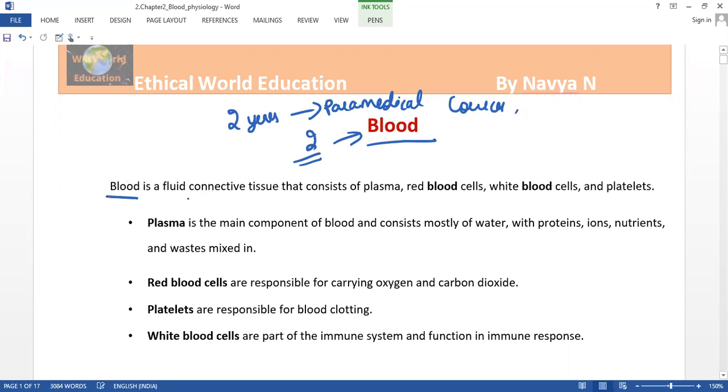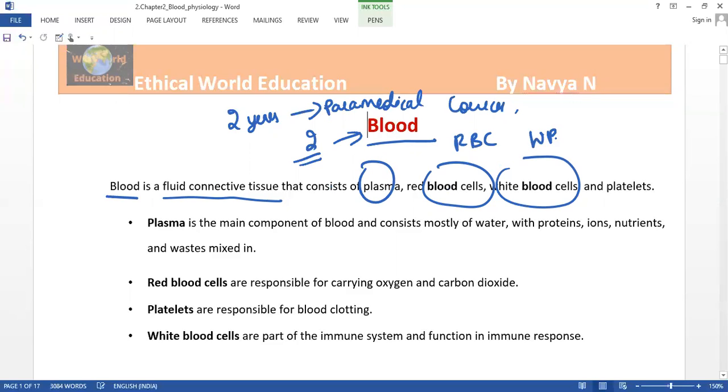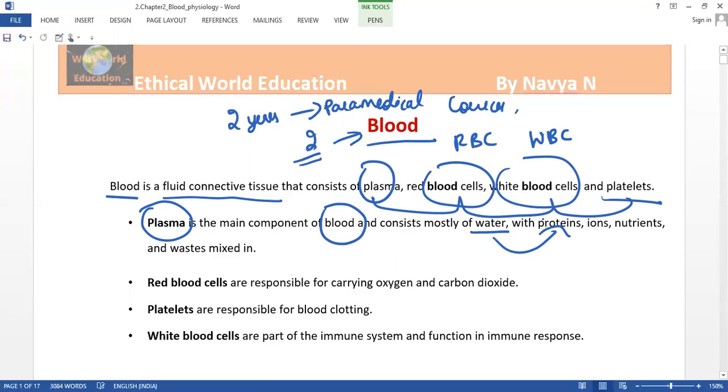So, the blood. This blood is the fluid connective tissue that consists of the plasma, RBC and WBC, that is red blood cell and white blood cell, and the platelets. These four. So, let us know about the plasma. This plasma is a main component of the blood, and it consists mostly of water, and also protein and ions and nutrients, with the waste mixed in as well.